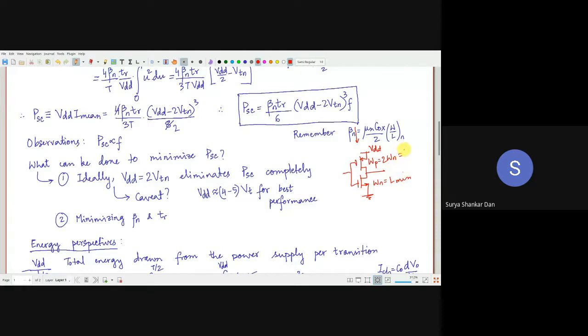Got it? This L minimum is essentially defined by the technology node we are using. ठीक है ना? उस हिसाब से हम WP और WN को select करेंगे. Understood? So always try to keep the W by L as low as possible. That is what we can do. And how about the TR, the rise time fall time?